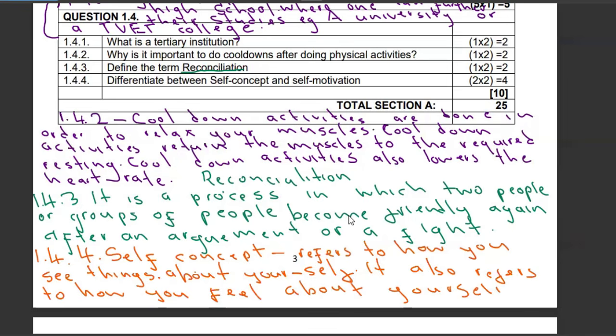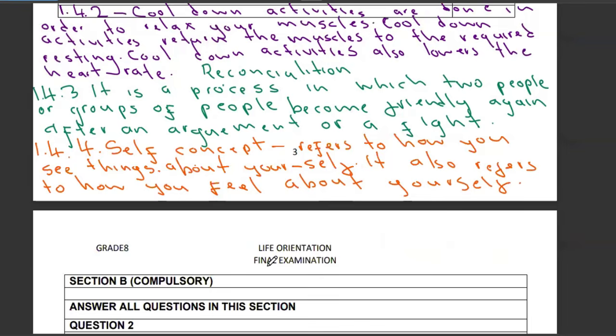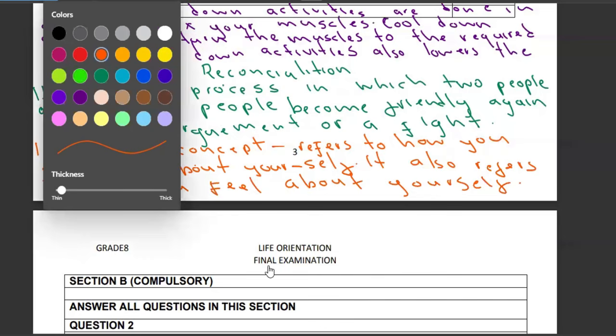As an individual, how do you see yourself? How do you feel about yourself? That is an example of self-concept. How you see yourself and how you feel about yourself, that is what we refer to as self-concept. Then we need to differentiate it from the concept of self-motivation. I'll write it in another color so that we can show the difference.